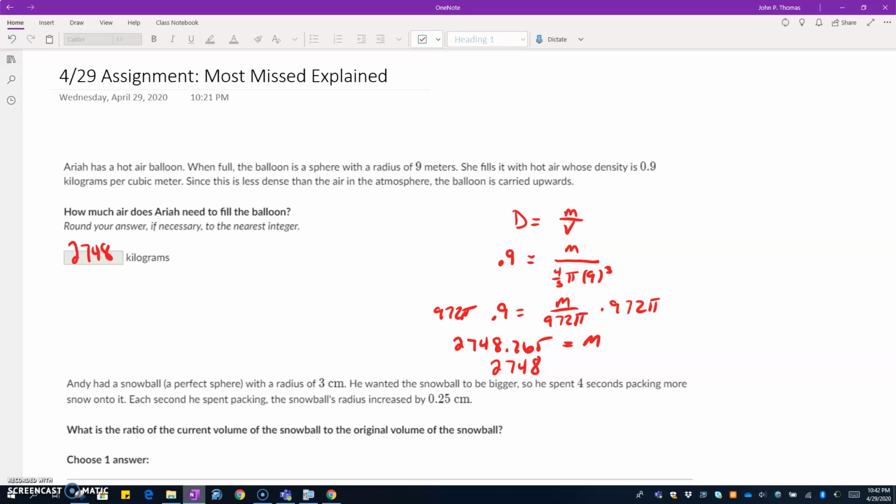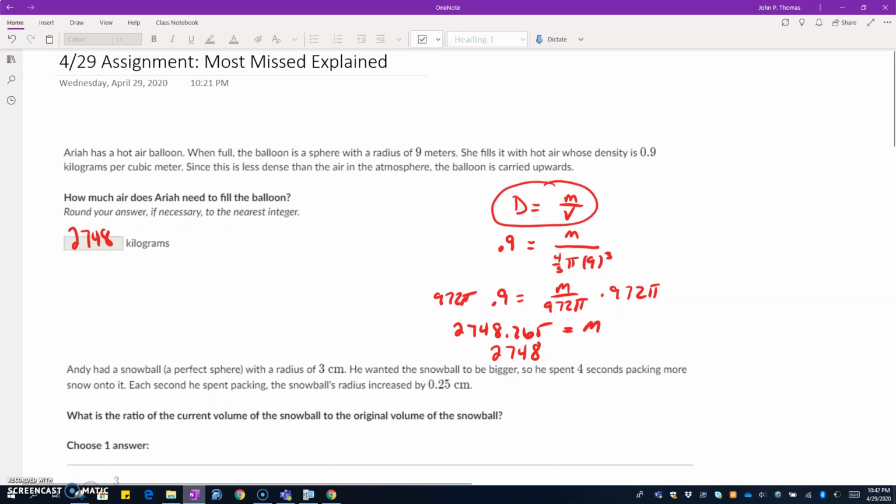I hope that helps on the first one. Again, just remember that density equals mass over volume. That's a really easy way of setting up the problems as you go through.